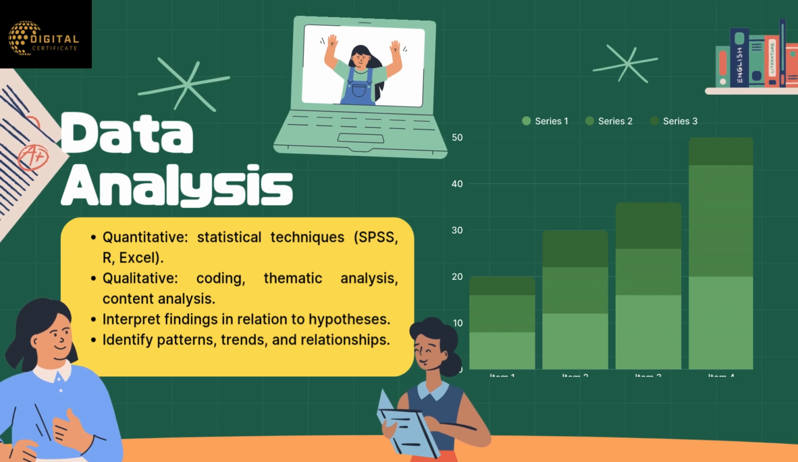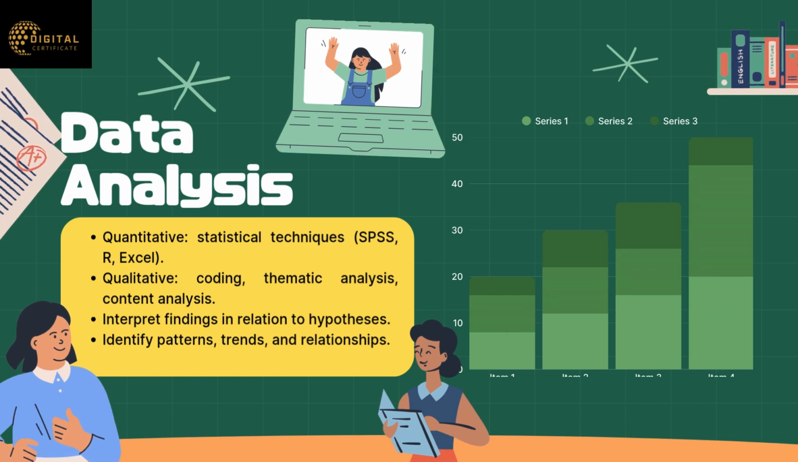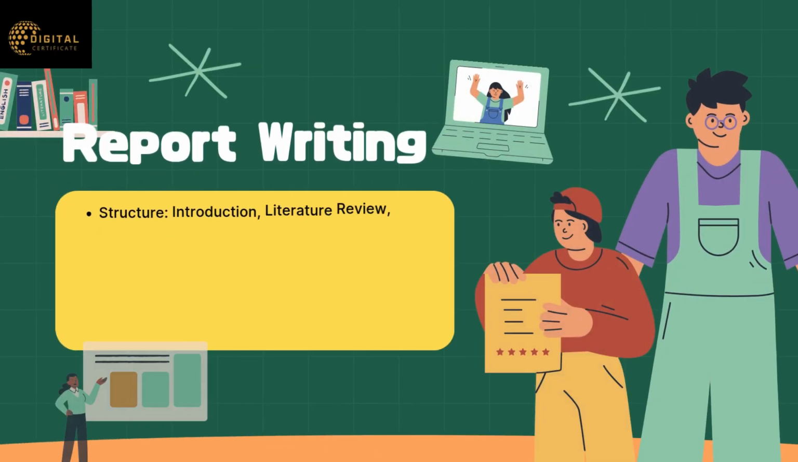After data is collected, it's time for analysis and interpretation. Quantitative data might be analyzed with statistical software like SPSS or R. For qualitative data, we use methods such as thematic or content analysis. The goal is to identify patterns and draw insights that answer our research questions.